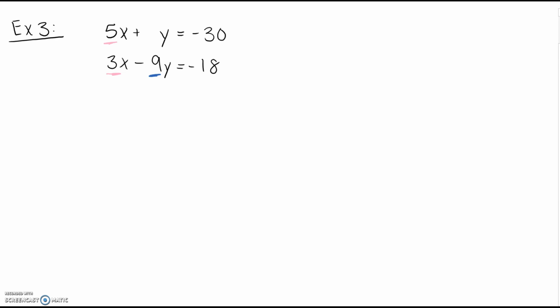Man, I'm having a lot of difficulties. Okay, so what we're going to do is just pick which variable you want to eliminate. I feel like eliminating my x's because why not? So to eliminate them, the easiest thing to do is just multiply by the other number. So I'm going to multiply the first equation by 3. And I'm going to multiply my second equation, let's get a different color, by 5.